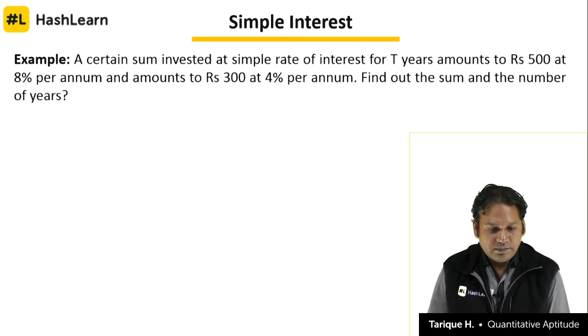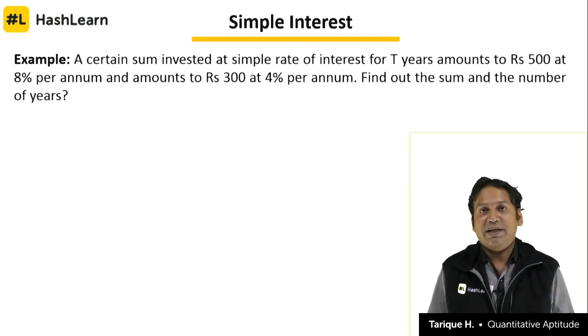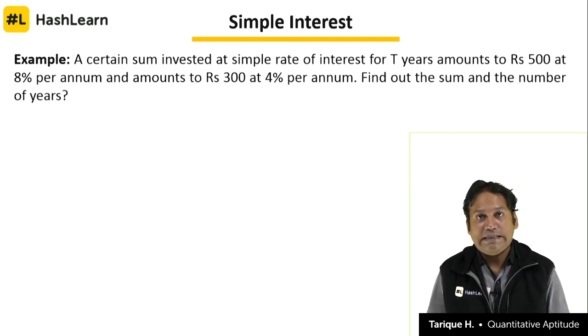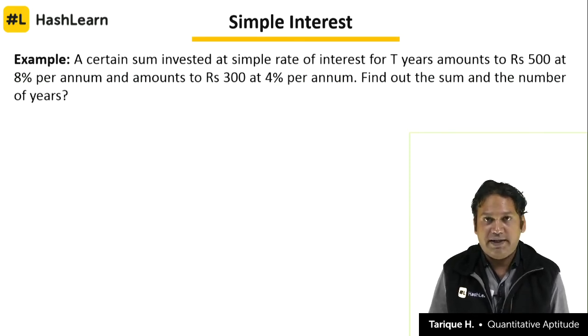A certain sum invested at simple rate of interest for T years. How many years we do not know, how many years? T years, amounts to rupees 500 at 8% per annum and amounts to rupees 300 at 4% per annum. Find out the sum and the number of years.